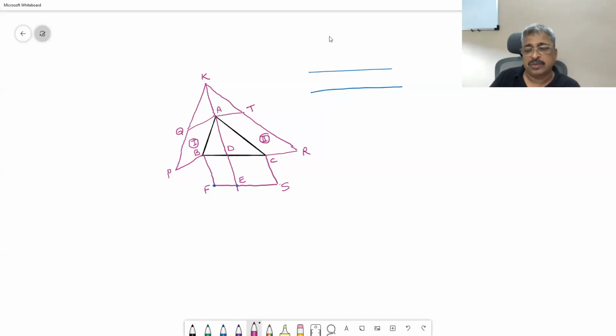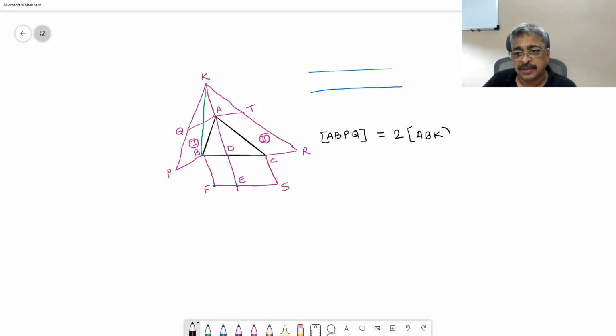Anyway, just to make sure that your proof and my proof tallies, we need to have the same notation. So let us start writing. Area of ABPQ, that is 1, is going to be equal to 2 times area of triangle ABK, because same base, same height. 2 times area of triangle ABK, correct?